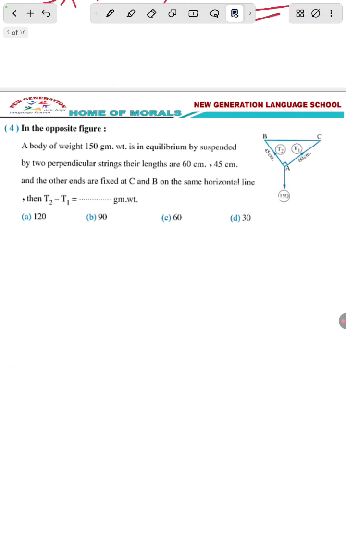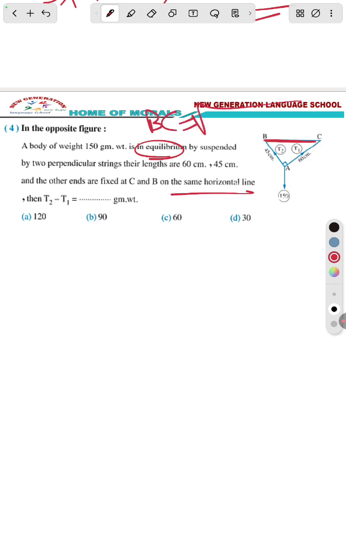Here in the opposite figure, a body of weight 150 gram weight is in equilibrium, suspended by two perpendicular strings. Their lengths are 60 centimeters and 45 centimeters, and the other ends are fixed at C and B on the same horizontal line. Find T2 minus T1. First of all, we can get the length of BC by using the Pythagorean theorem. BC equals root 60 squared plus 45 squared. It will be 75.